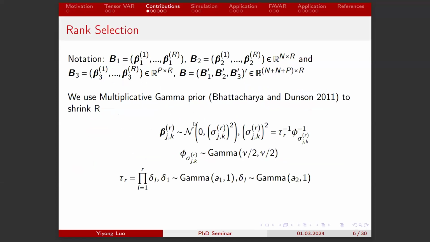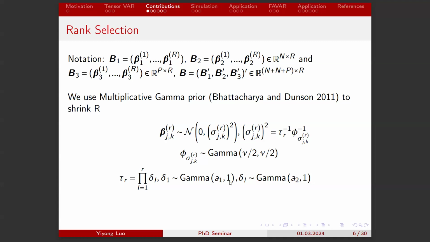And what is this prior? We can consider the multiplicative gamma prior, which is the prior we used in our research project. So each margin, the elements in the decomposition, will follow a normal distribution with a variance. And this variance is the product of two terms, tau R, which I will get back to later, and a local parameter phi. For this tau R, the reason why the multiplicative gamma prior has this name is that tau R is a product of some gamma variables, delta L.